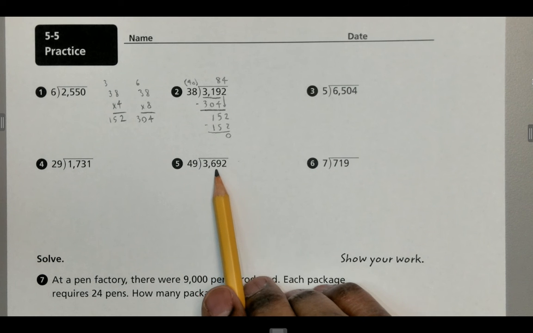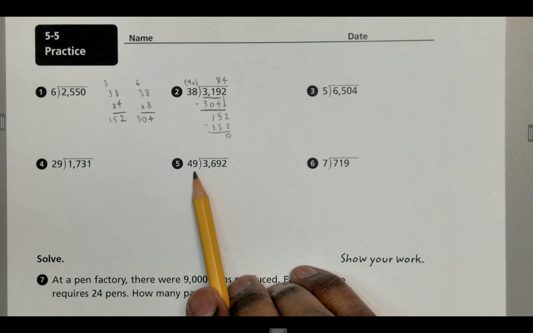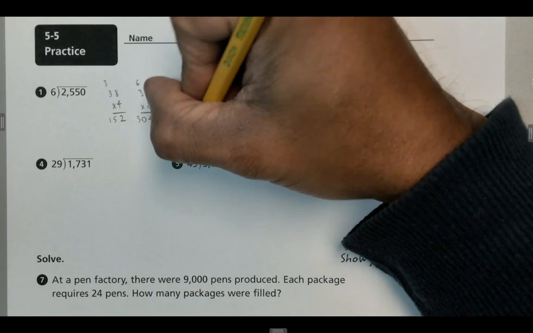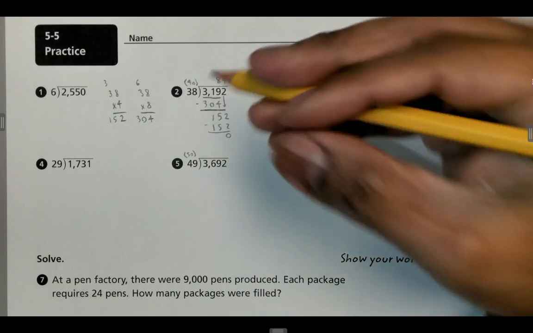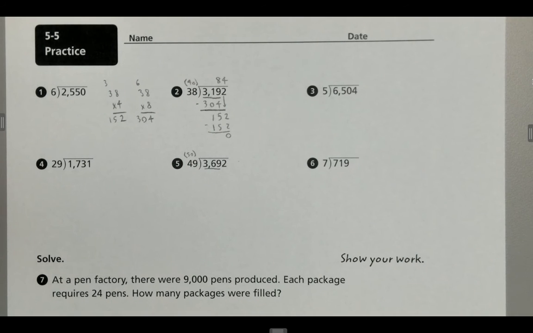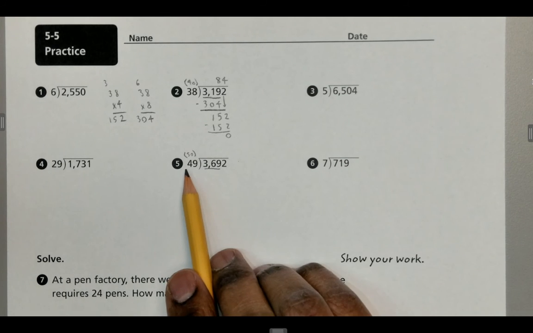Problem 5, 3,692 divided by 49. 49 can be thought of as a more friendly 50. About how many times does 50 go into 369? Well, 50 times 7 is 350. 50 times 8 is 400. 400 feels like I might be overshooting it. I'm going to test out multiplying by 7 here.